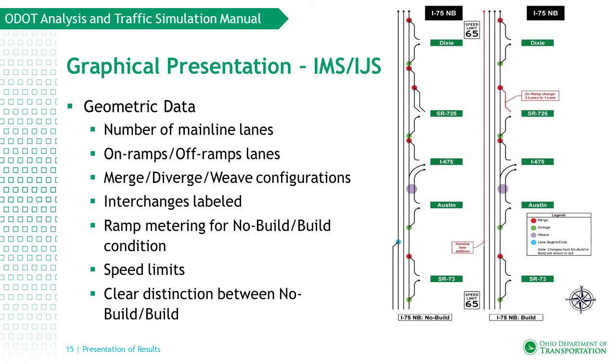Geometric data should also be presented in interchange modification and justification studies. Information should include number of mainline lanes, on-ramp and off-ramp number of lanes, merge, diverge, or weave configurations, labeled interchanges, ramp metering, speed limits, and a clear distinction between no-build and build conditions. This distinction could include the build conditions shown in red, or the no-build conditions shown with dotted lines and the build shown with solid lines. In this sample graphic, the changes in the build condition are shown in red.